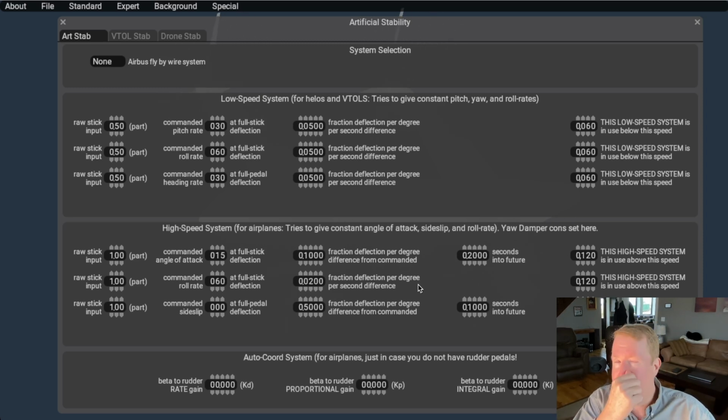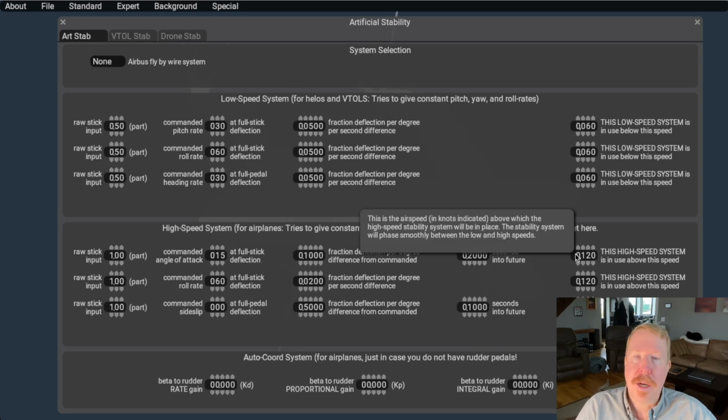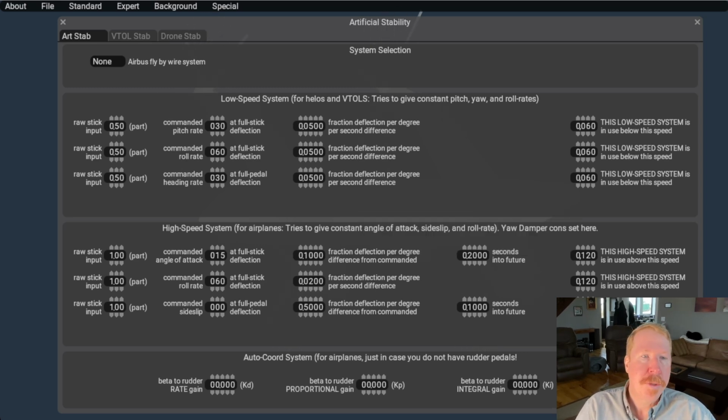So anticipating into the future with the flight control system is absolutely critical. This system will be used entirely above 120 knots, and between 60 knots and 120 knots, it interpolates smoothly in between. So this is my kind of generic flight control system that lets you command pitch, heading, and roll rates in hover, and angle of attack, side slip, and roll rates in forward flight, and transition between the two for those ever fascinating vertical takeoff and landing airplanes.